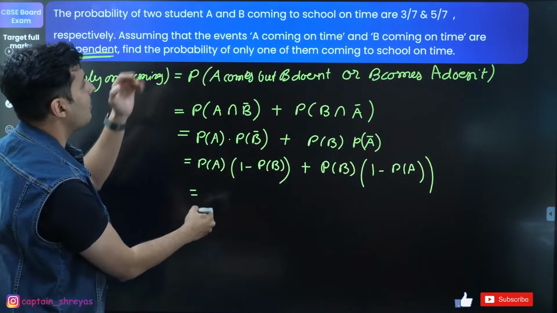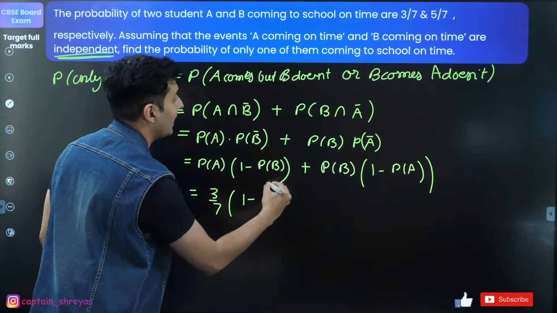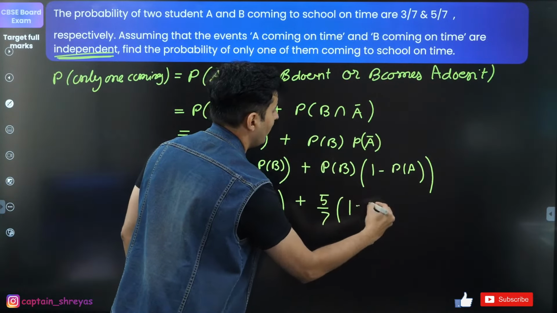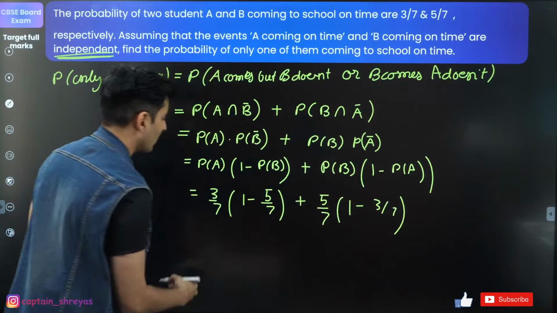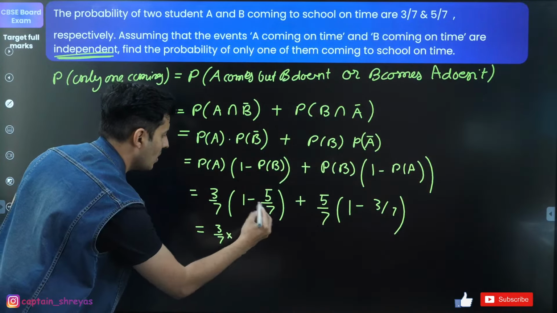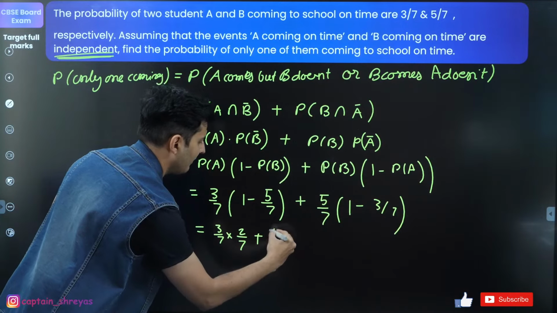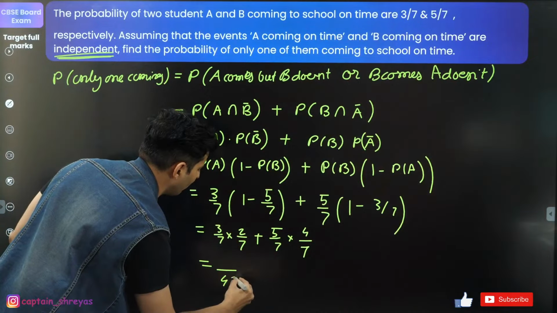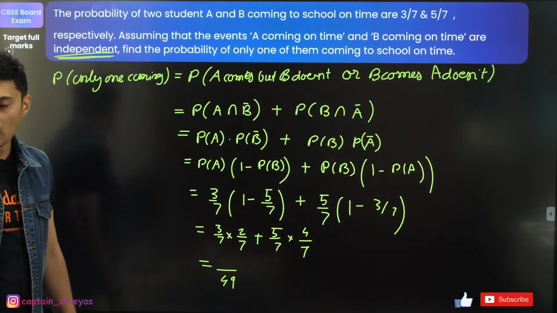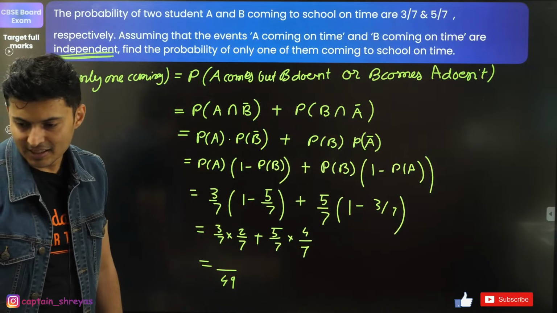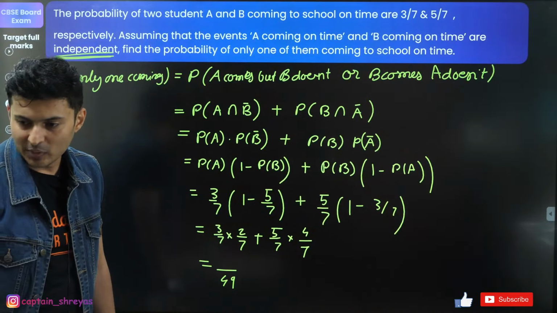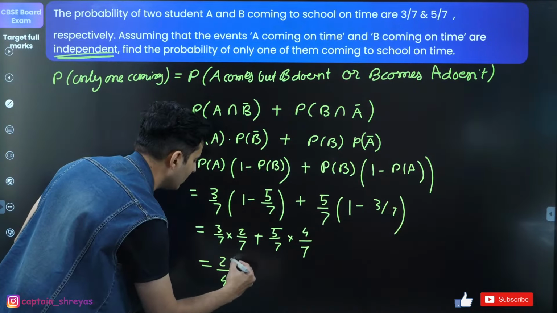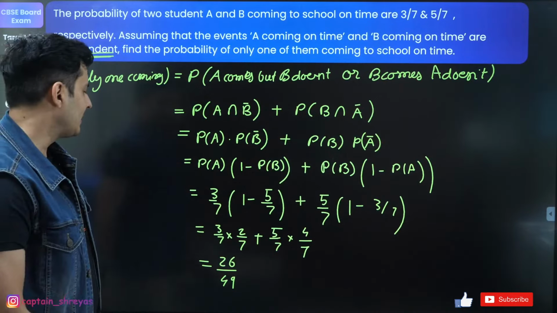So the probability of A happening is 3 by 7, into 1 minus 5 by 7, plus B happening 5 by 7, into 1 minus 3 by 7. What do you get? 3 by 7 into 2 by 7 plus 5 by 7 into 4 by 7. What is the answer coming out to be? I can see divided by 49 is there. On the top, what is it? Everybody is saying 26. Somebody said 10 by 49. I think 10 by 49 will not be the correct answer, bacha. 3 2s are 6, 5 4s are 20. So obviously 26. Exactly. Perfecto.